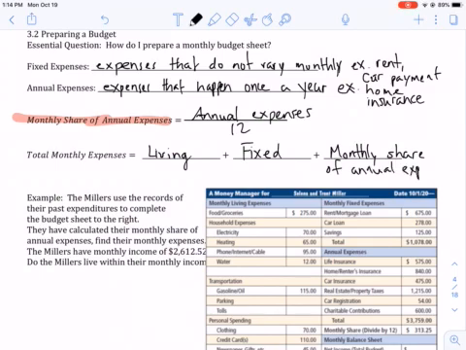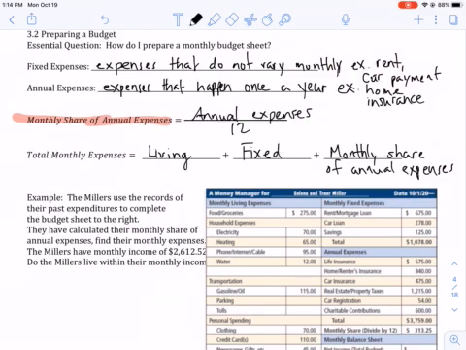Now, you need to be careful on the homework today because sometimes I'm asking you to find the monthly share, and other times I'm asking you to find the total monthly expenses. So you need to pay attention to which one I'm asking for because they each have a different formula. So let's dive right in.